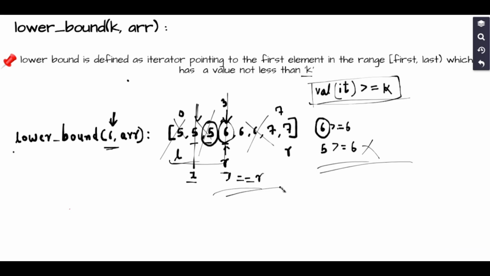That means this is the only element we have in the range. So we have a range which contains exactly one element. So there is no way this element can't be the lower bound. It has to be the lower bound, or it has to be the very first element in the range first to last, which is not less than the value k, where k is 6 here. Fine. So that's all. That's just binary search.